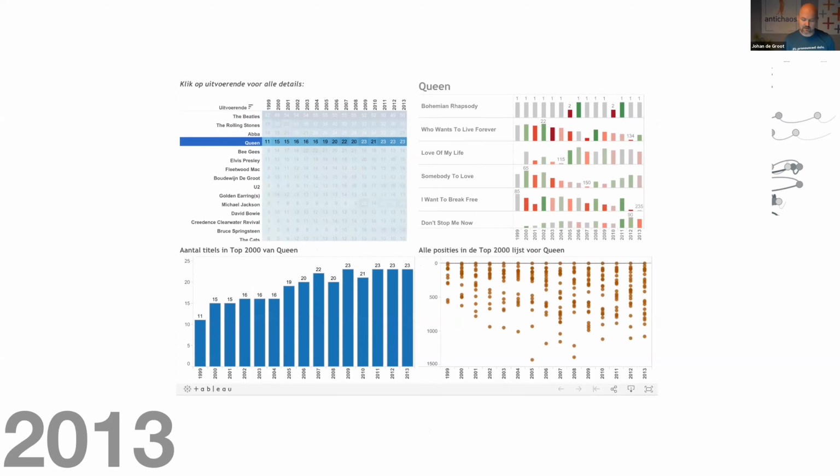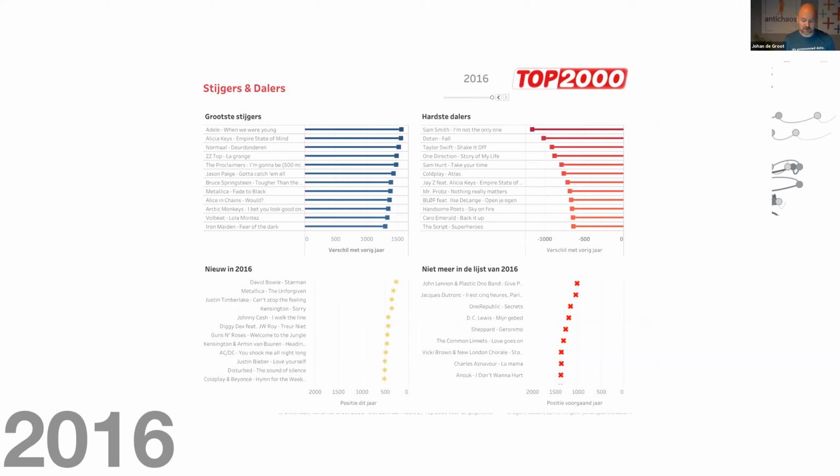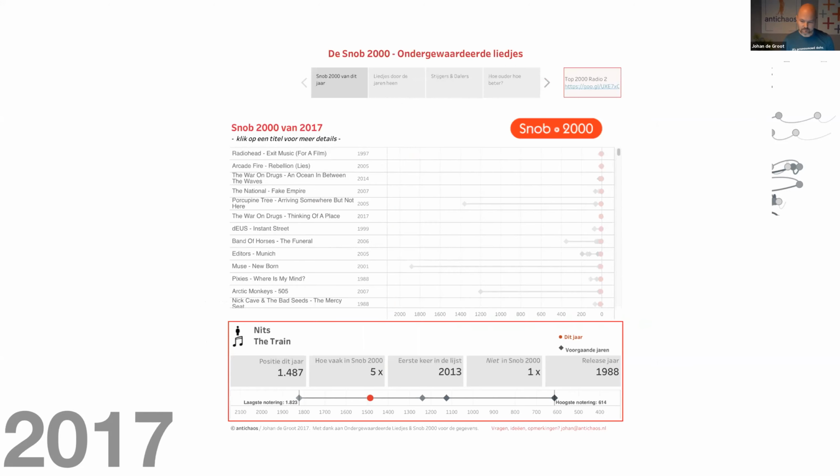From that year on, I created a new visualization based on the Top 2000 data every year. The number of sheets grew, and so did my skills in Tableau. In 2017, I created two very similar dashboards, one of the Top 2000 of that year, and one dashboard on a special request, the SNOP 2000, a list just like the Top 2000, but with alternative, some say obscure songs.